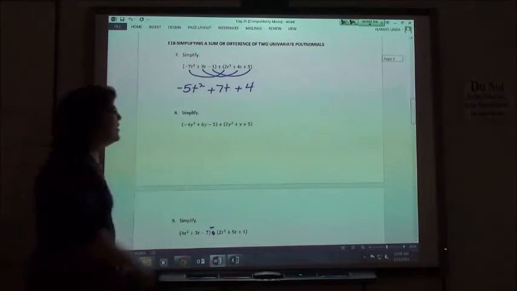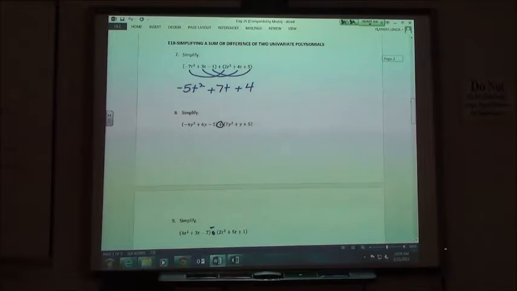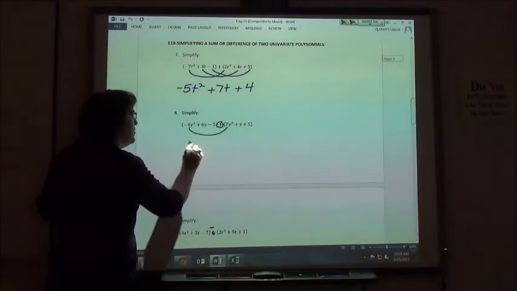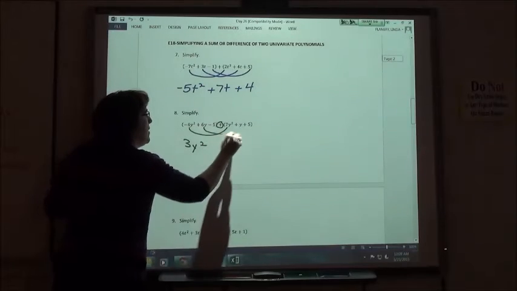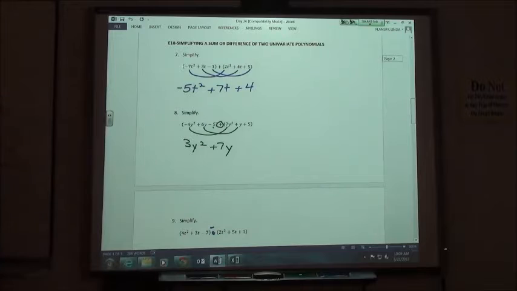And so again, if I look at number 8, there's a plus sign in the middle telling me I'm just going to add the like terms together. And so I would get 3y squared plus 7y. And that'd be it, because I'd get a 0 on the other one, and I don't need to put the plus 0, right?